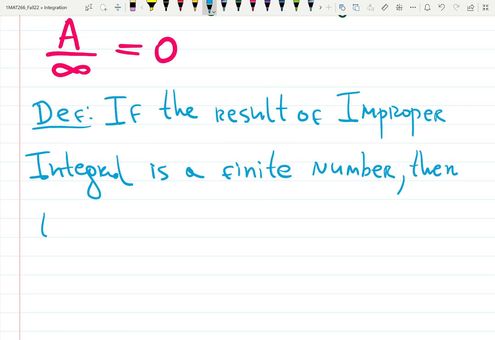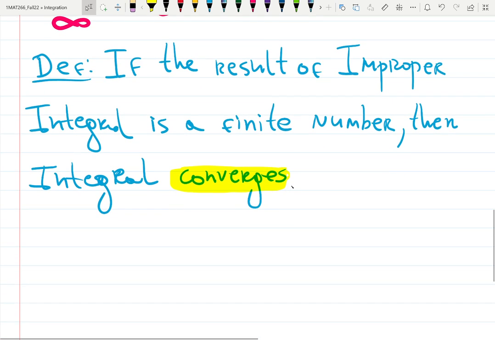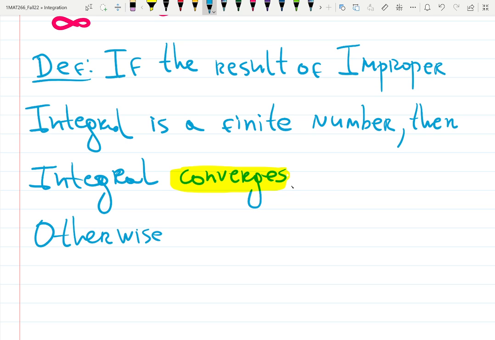Then the integral converges, and it converges to that number. It's called a convergent integral. If it's not a finite number, guess what? It diverges, and it's called a divergent integral. Otherwise, its integral diverges, and it's called a divergent integral.